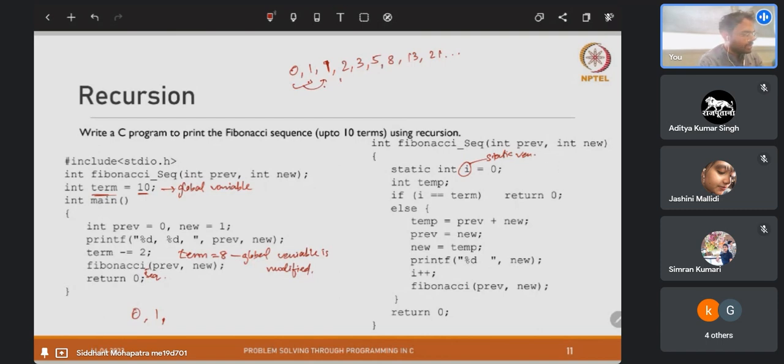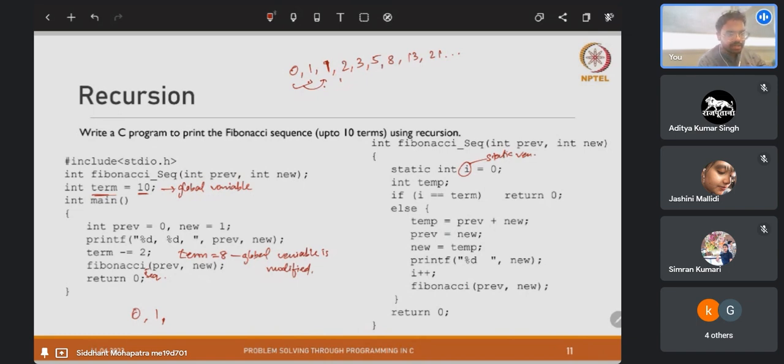And we define some temporary variable. We check if i equals term, that is, now term is 8. So if i equals 8, then we will simply return 0. Now if i is not 8, then we go for the next term.